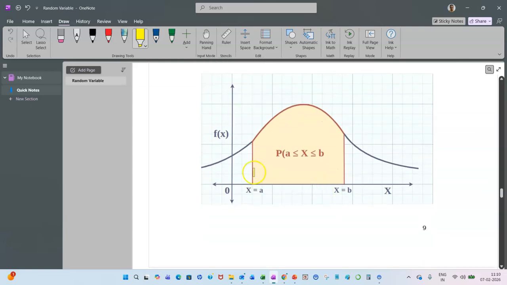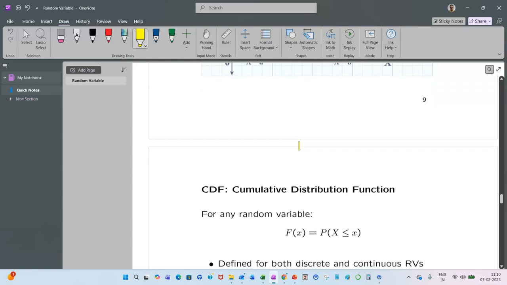So let's see the picture. This is the smooth function f. This is for a continuous variable, and its probability density function is greater than or equal to 0 for all x, and the integral between a and b is the probability of the continuous variable lying between a and b. So that's the probability density function.